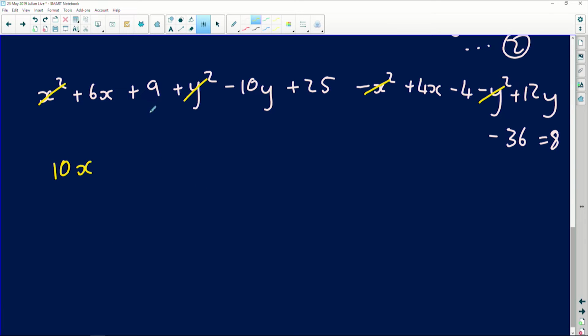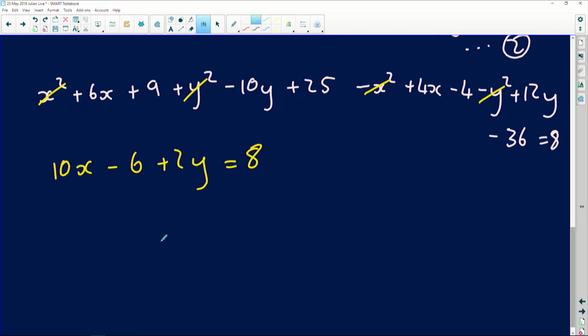I'm then going to have 9 plus 25. That gets me 34. Minus 4 gets me 30. And minus 36 is then going to get me negative 6. And then I'm going to have negative 10y plus 12y, and that's going to get me plus 2y. And this is all equated to 8.